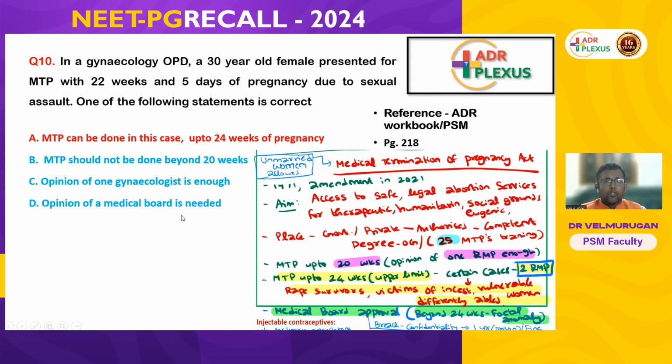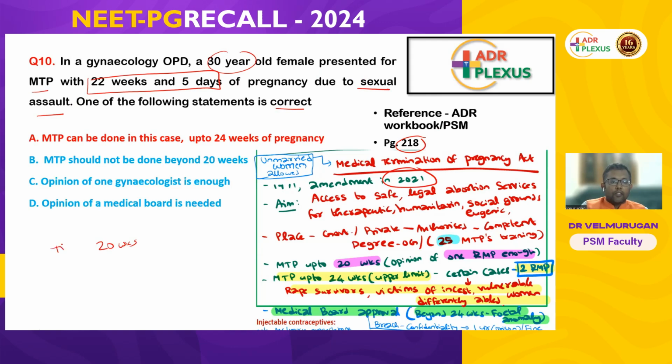Next, in a gynecology OPD, a 30-year-old female is coming with 22 weeks of pregnancy. She wants an MTP because the pregnancy is due to a sexual assault. Which one of the following statements is correct? See, 22 weeks. The MTP Act was amended in 2021. We can see in our workbook, page 218, we are told clearly up to 20 weeks.